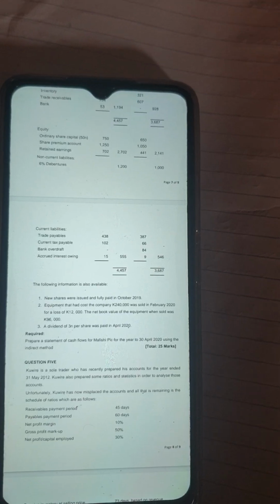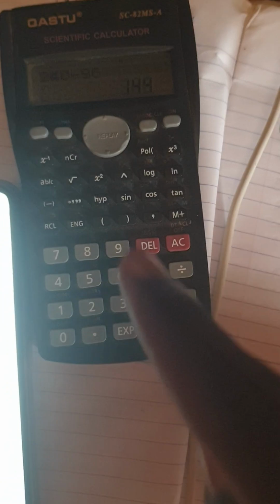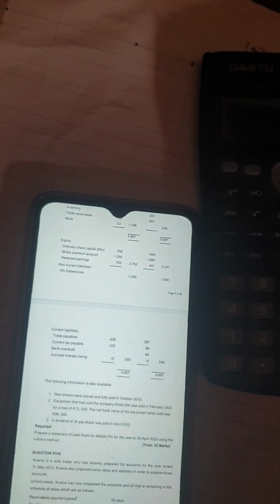Then for depreciation, they said the asset that was costing the company 240 was sold for a loss of 12,000. The net book value of the equipment was 96. So to reach the net book value of 96, which means it lost value, and the loss of value of a fixed asset is depreciation itself. That's what we call depreciation. So it cost the company 240,000, which is 240, but the net book value was 96, which means 240 minus 96, so the depreciation was 144.